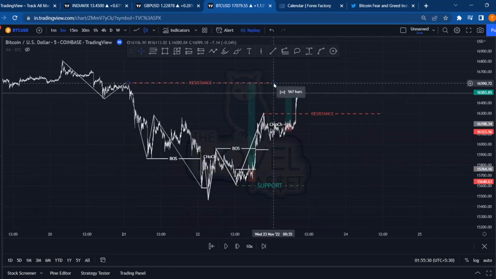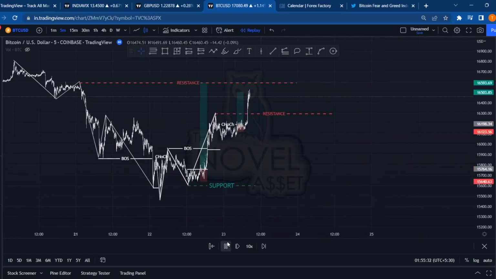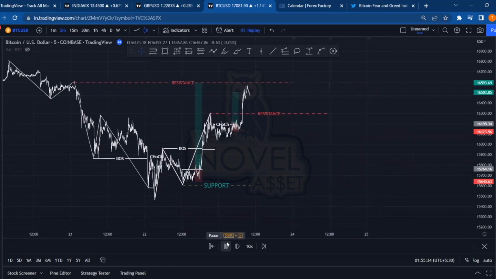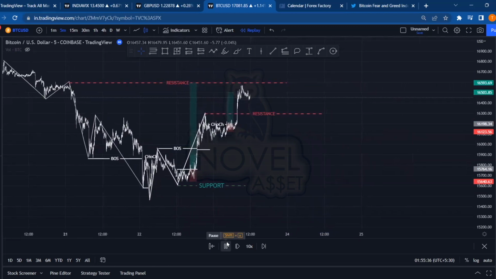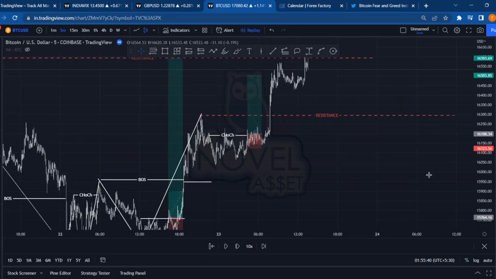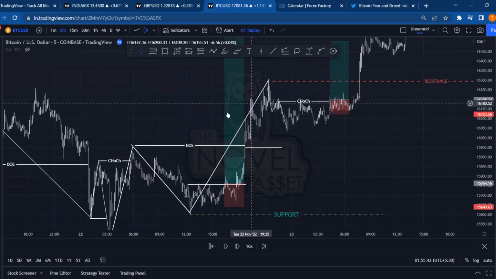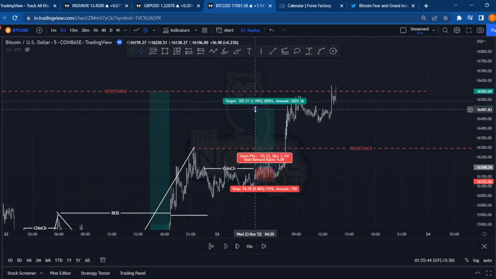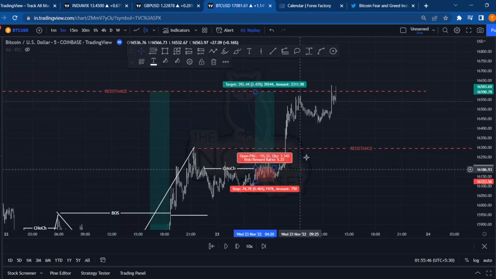Okay, so this was the previous resistance. Let's see if the price hits the resistance or not. Price has given you the full target. Okay, price is giving you the full target, making it around 6.72 RR, and you can target this area till over here as well, so 5.25 RR.